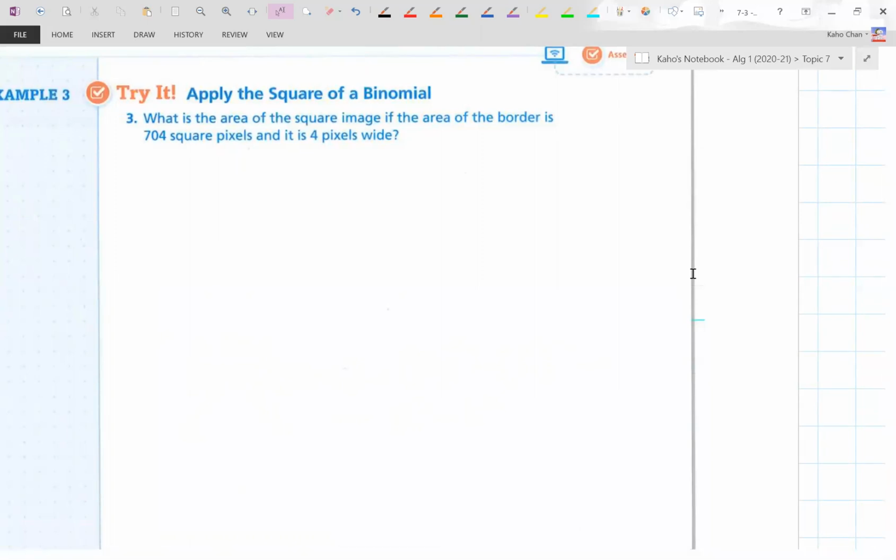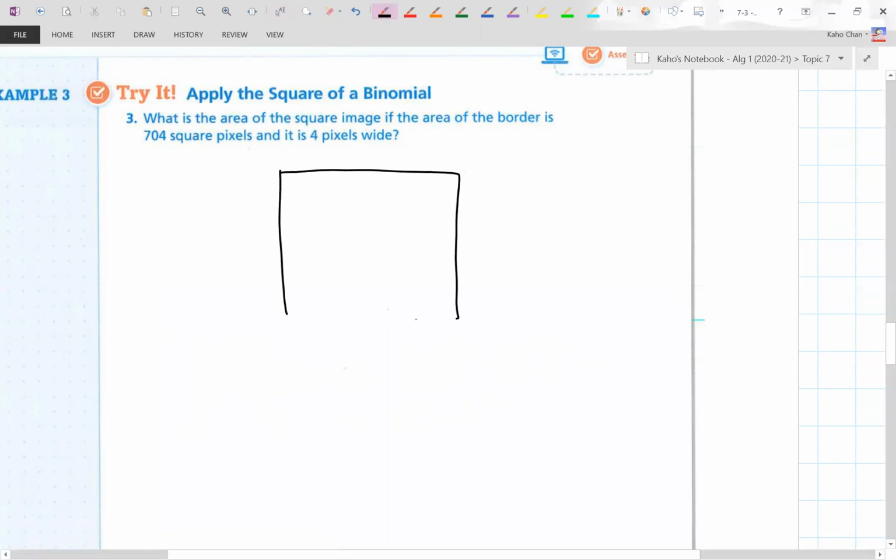Number 3. What is the area of the square image if the area of the border is 704 square pixels, and it is 4 pixels wide? Now they're referring to a picture in a picture frame. Okay, so that's what they're referring to. It's square though. They tell you the width is 4 pixels wide. Could be something on a screen. Okay, great. And they tell you the area of the frame is 704 square pixels. Fine. Great. Question: what is the area of the square image?